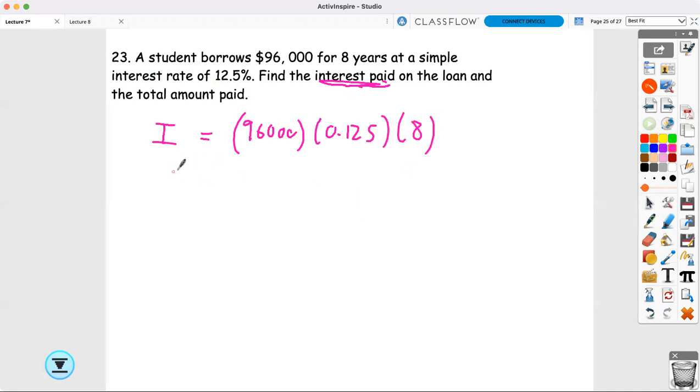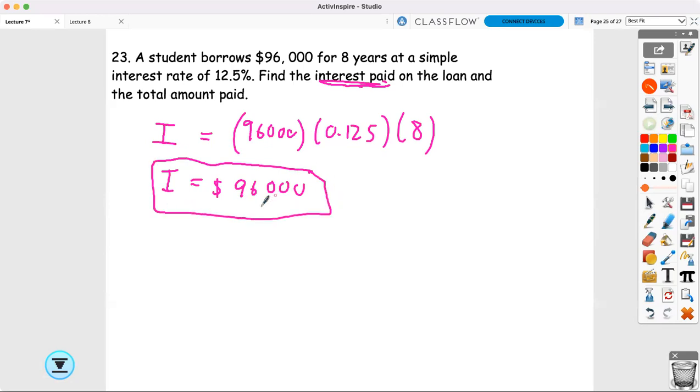So let's see how much interest she's gonna be paying on these student loans. So it'll be, get your calculator out, 96,000 times 0.125 times 8. I got, and hopefully you got 96,000. That is how much interest she's paying for the loan.